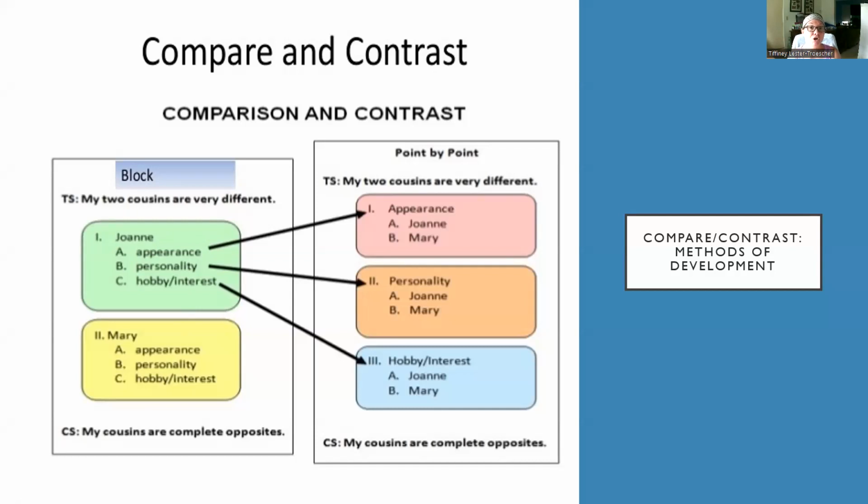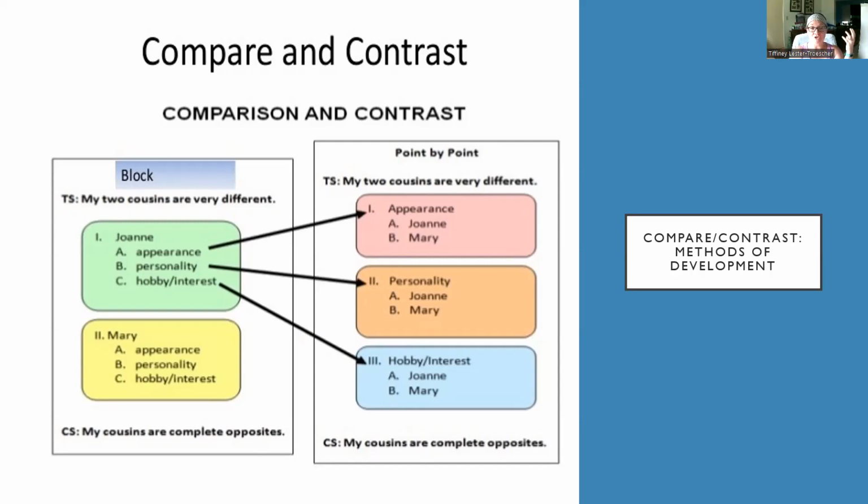That is not contrasting. That is simply informing us about Joanne and informing us about Mary. It's actually not showing how they're different at all or how they're similar, because you're talking about 3 things for Joanne and 3 completely different things for Mary. That's not contrasting. It has to be the same exact ideas, right?